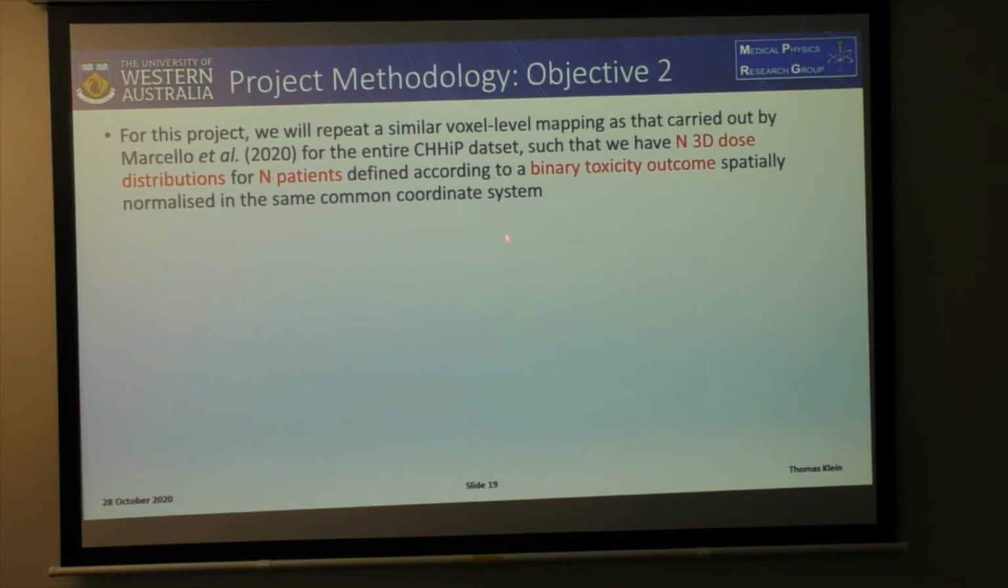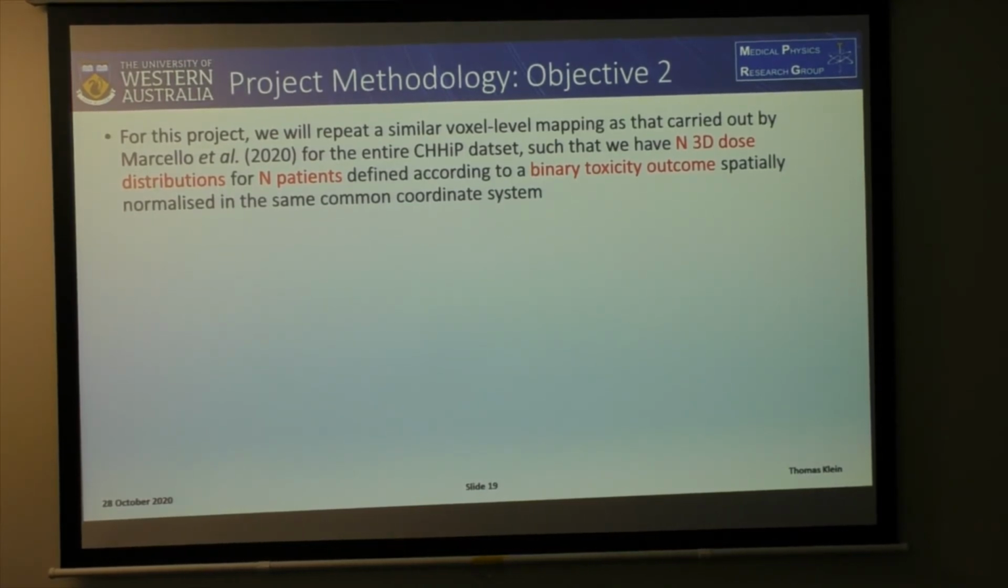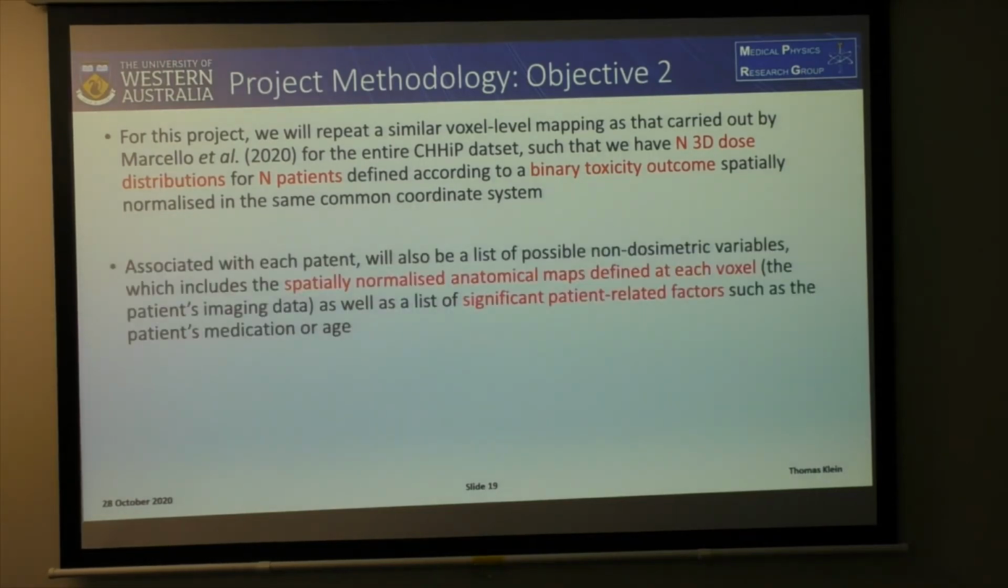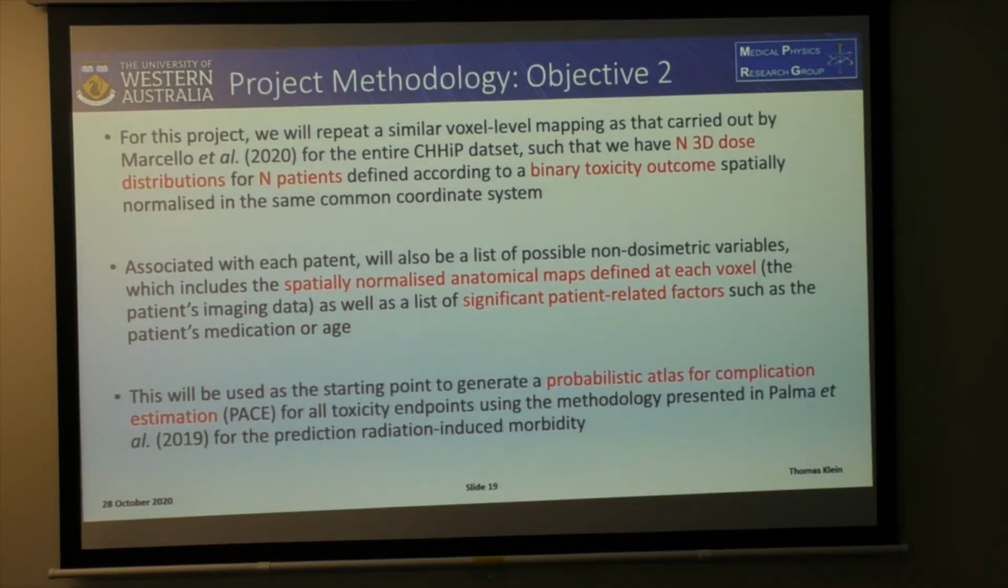So for this project, we'll start by repeating a similar voxel level mapping as Marcelo. So we'll have n 3D dose distributions for n patients in a common coordinate system defined according to a binary toxicity outcome. So associated with each patient, we can also have a list of non-dosimetric variables such as spatially normalized anatomical maps, so the patient's imaging data, CT, MRI, etc., and a list of significant patient-related factors, like age or smoking status. And this will be used as our starting point to generate a probabilistic atlas for complication estimation using the PACE method presented by Palmer.